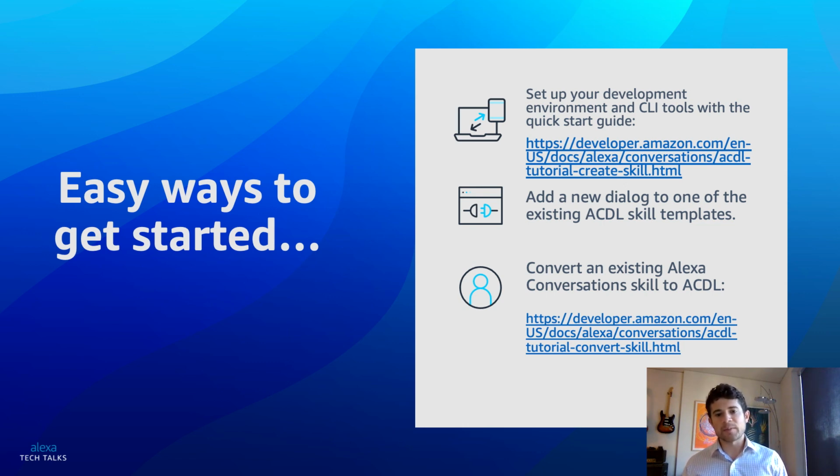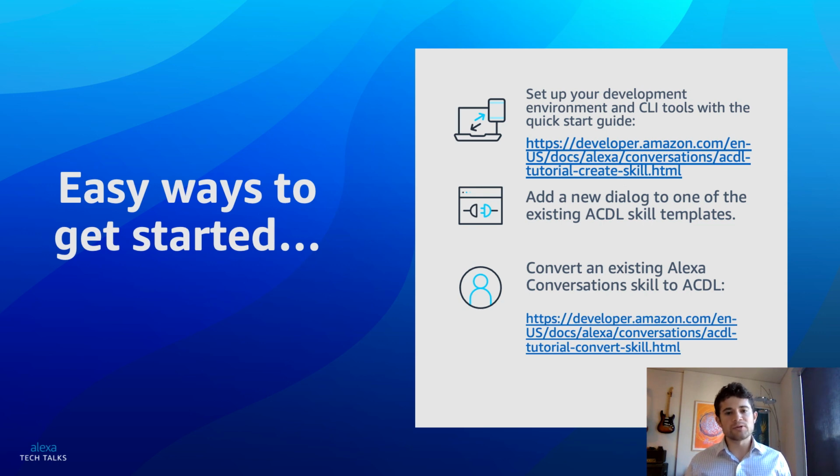The first thing that I recommend is to go to the link and follow the quick start guide that we've put together. This will help you set up your development environment and then deploy one of our template skills in your local environment. Once you have done that, my second recommendation is to set up another template skill and try adding your own dialogue or feature to that skill, in order to get comfortable with building ACDL dialogues and artifacts and getting familiar with the way that this language works.